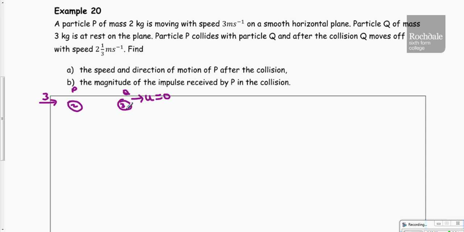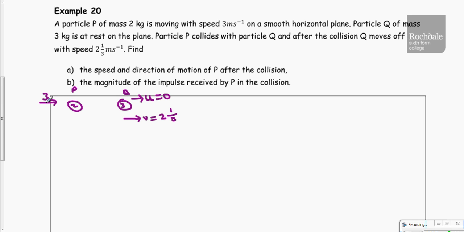Particle P then collides with particle Q, and after the collision, Q moves off with a speed of 2⅓. Now, if you think about it, the particle P is coming from the left, Q is going to move off towards the right. So afterwards, its speed V is going to be 2⅓. We've got to find, first of all, the speed and direction of motion of P after the collision.